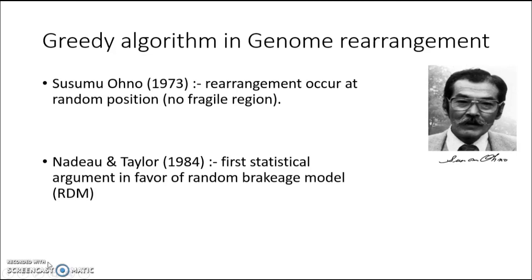Back then, we didn't have any proof that can tell us that these rearrangements are only happening in a particular part of a genome. But later, in 1984, the first statistical argument in favor of the random breakage model was given by Nadeau and Taylor.